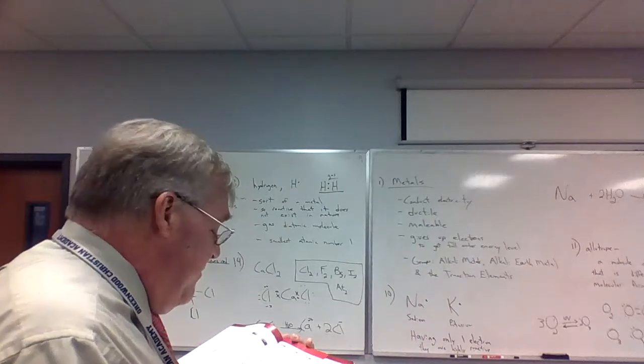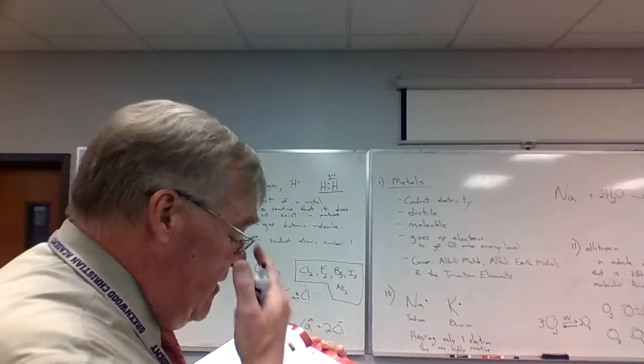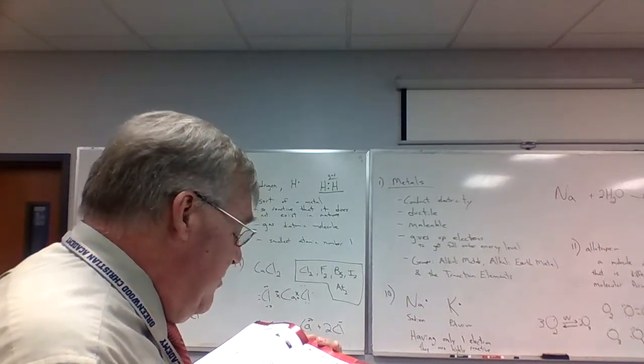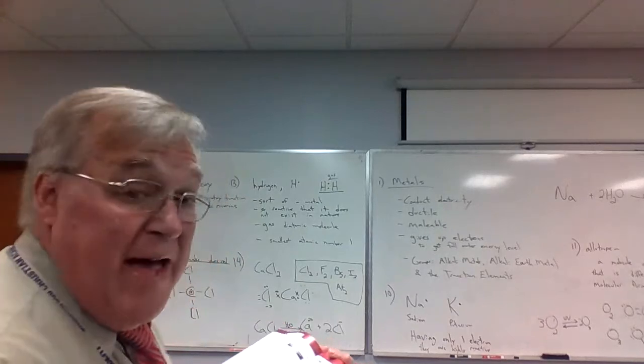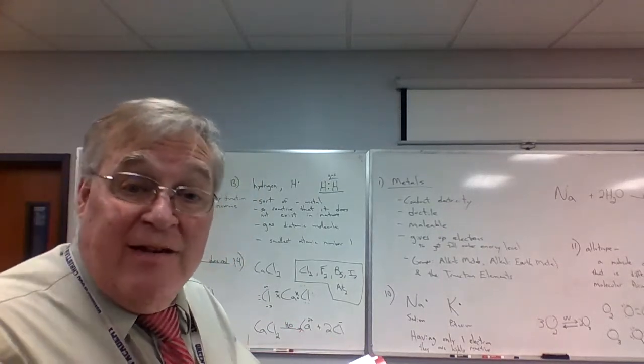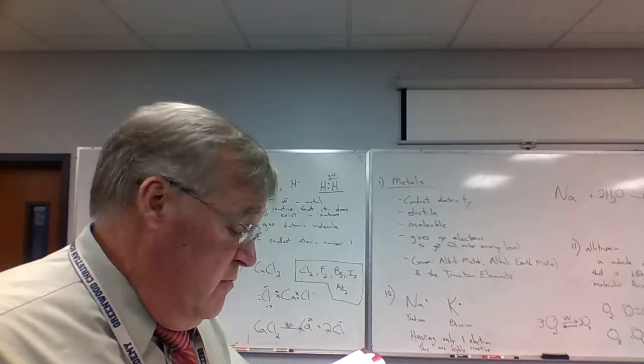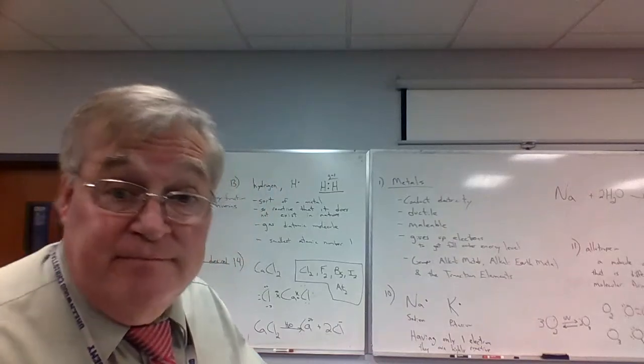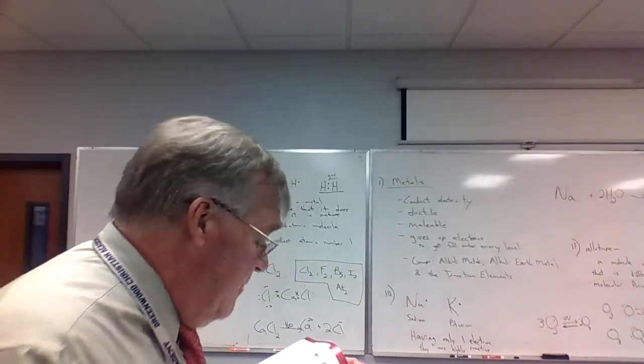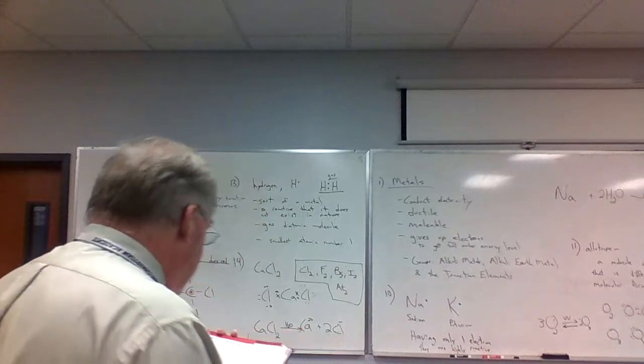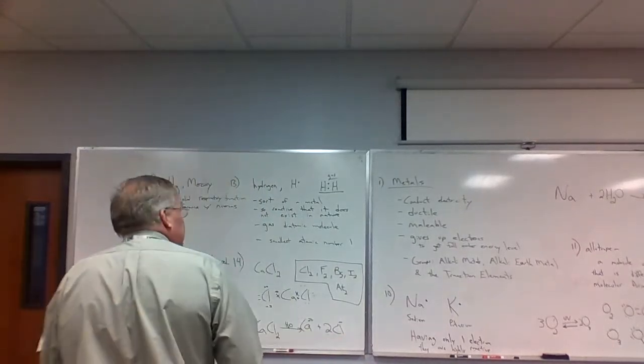So identify the type of bond shown. Well, that's a metallic bond. And describe the properties of a material with these bonds. Well, metals. And this is charged. I don't know what else to say. So number 16 is a metallic bond.